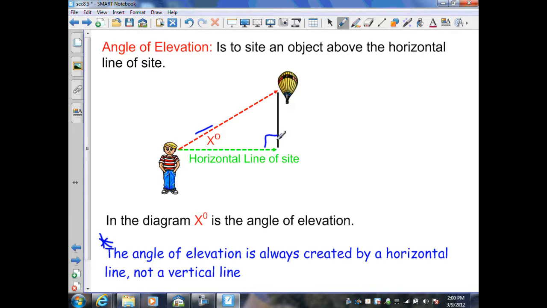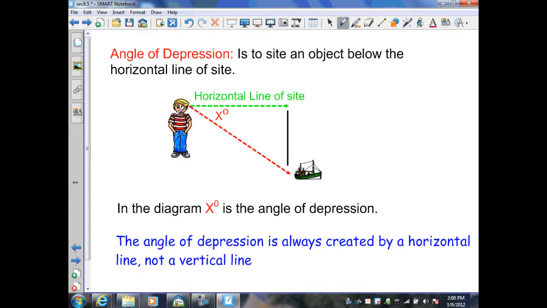Again, let's remember, the angle of elevation is created from the horizontal line of sight to the line of sight to the object we're viewing. If I would be standing above an object and I have a horizontal line of sight, and then I would look down to create a line of sight to the object below me, that would give me an angle of depression. And this is to sight an object below the horizontal line of sight. Again, in this diagram, x degrees is the angle of depression. And again, the important thing is, the angle of depression is always created by the horizontal line, not a vertical line.